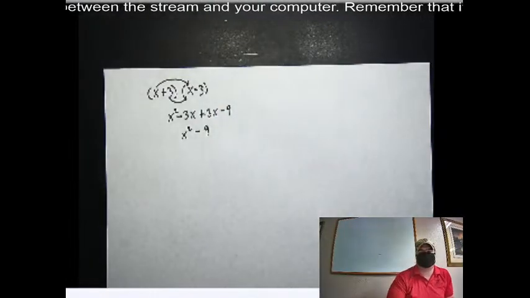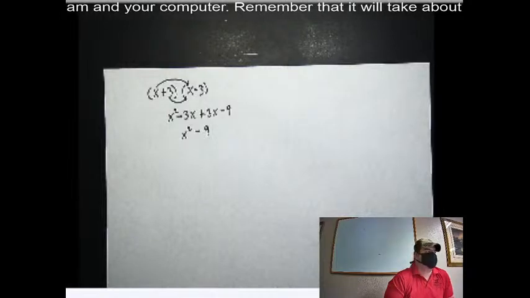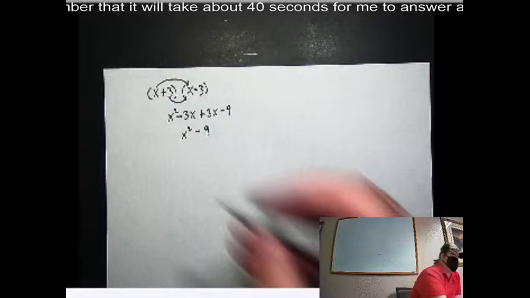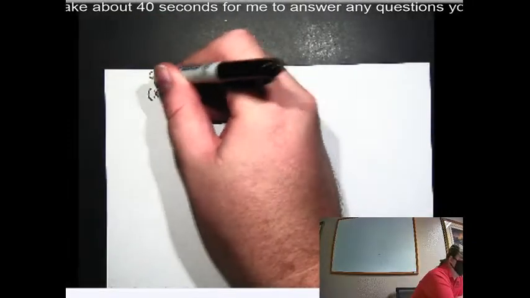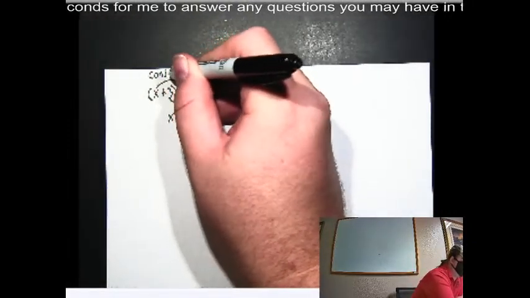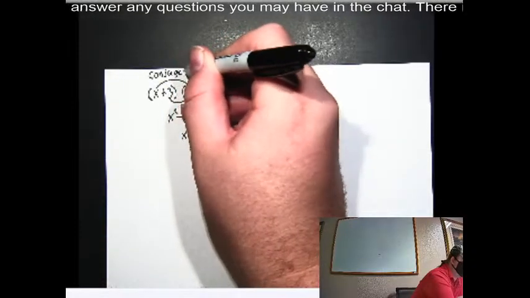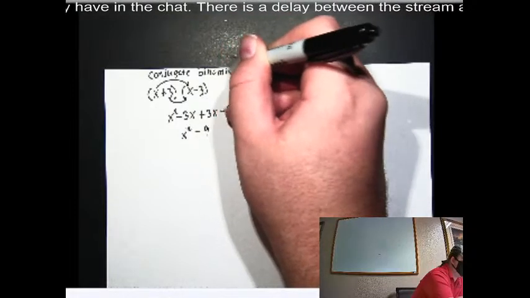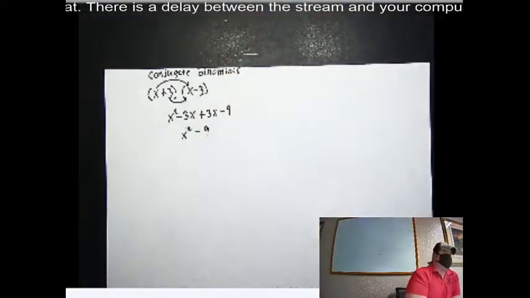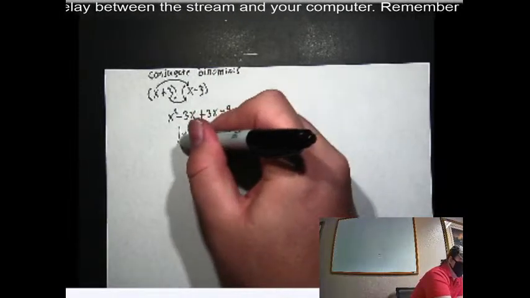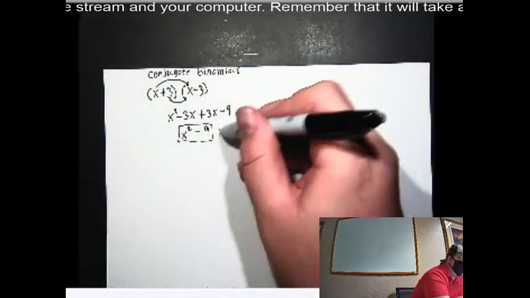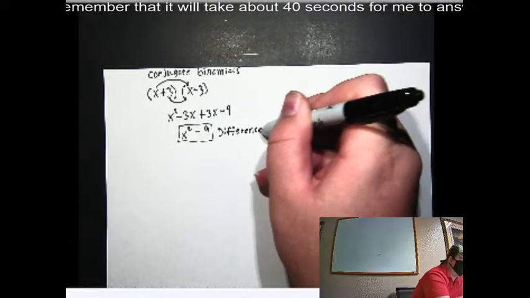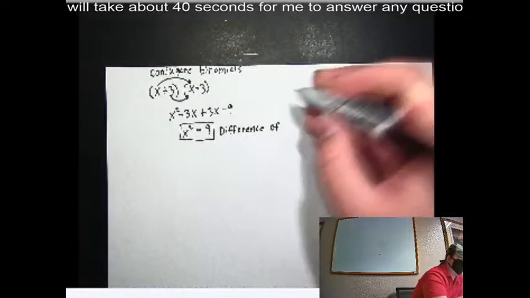This is the one place where you will multiply binomials and get a binomial. These are called conjugate binomials. And when we multiply conjugate binomials, we will get a difference of squares.